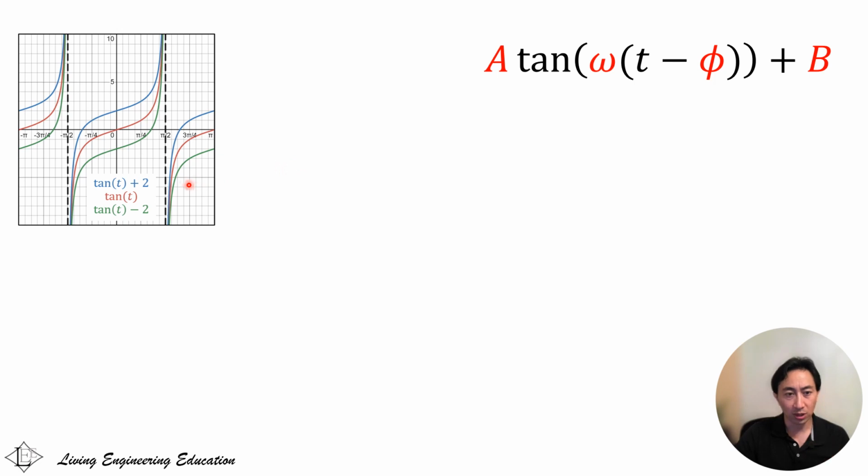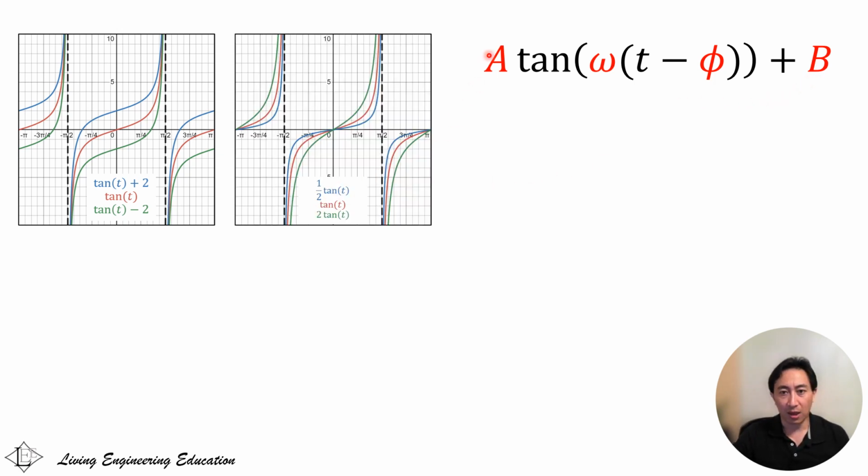So the only thing that's different here is this B coefficient. So for blue, I added 2, the number 2, right? So from the 0, I'm shifting up 2, and the whole graph shifts up. For tan t minus 2, the green graph, I shift the whole graph down, right? So from that perspective, that's the same thing that happens with sine and cosine when we add it, right? Which makes sense.